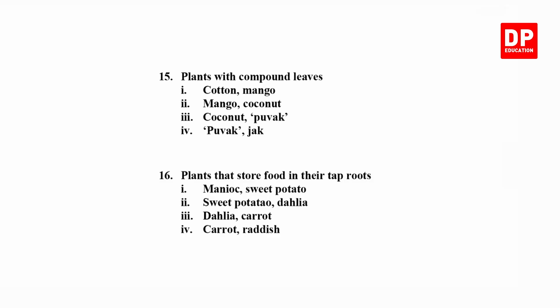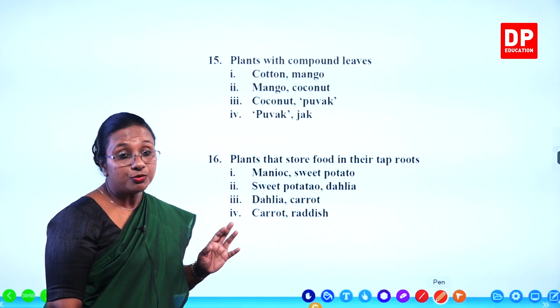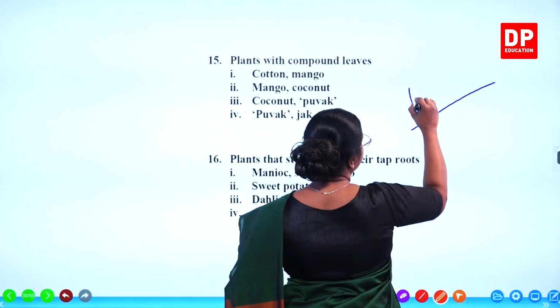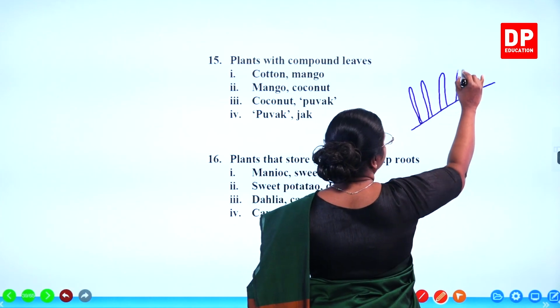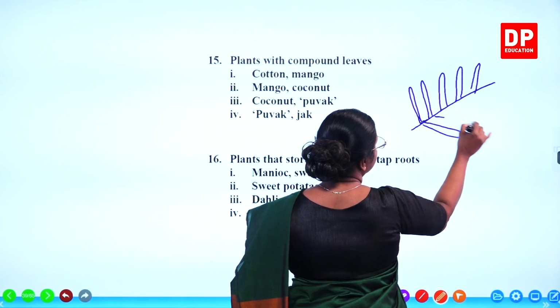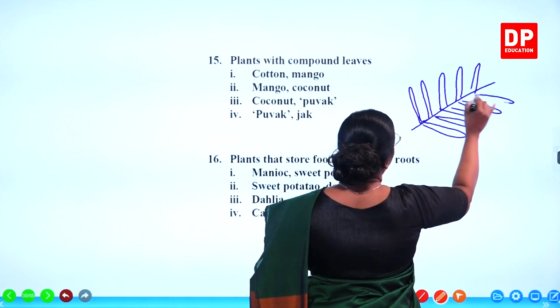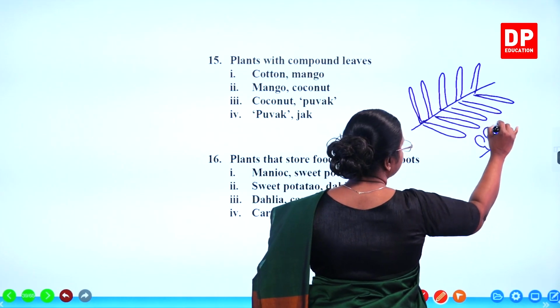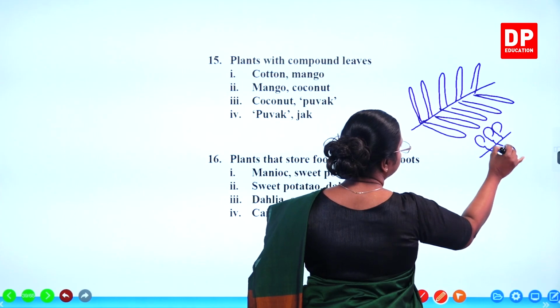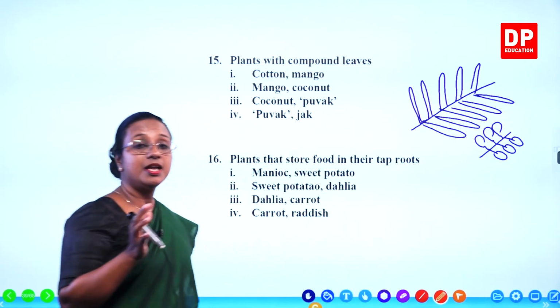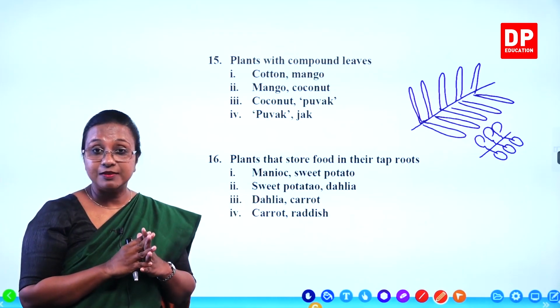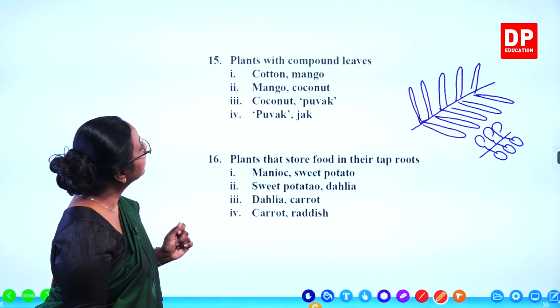Then the next one. Question number 15. Plants with compound leaves. You know what compound leaves are. What are compound leaves? Now you have a leaf like that. There are small leaflets like this. That is a compound leaf. Or else if you have a leaf like this, small leaflets like that, that is also compound leaves. So there are different types of compound leaves. It doesn't have just one leaf blade. It has many small leaflets together. So plants with compound leaves.